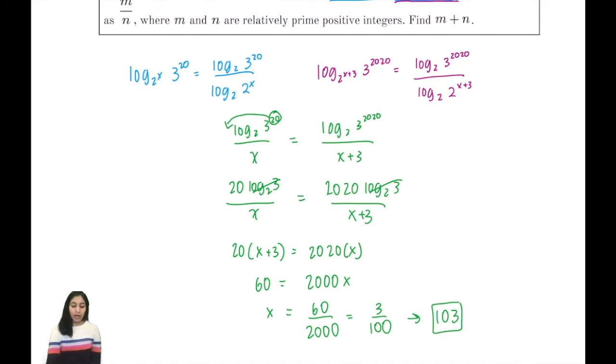So just to do a quick recap, we started off by using change of base formula to get this expression and this expression. Then we set them equal, used our exponent rule to move these exponents and simplify them. In this step, we canceled terms from both sides of our equation, then we simplified and solved for x, and we got that our answer was 3 over 100, and that meant that what the question was asking for, our answer is 103.